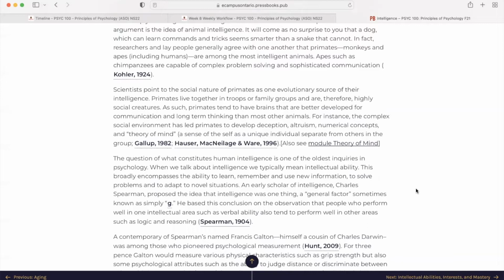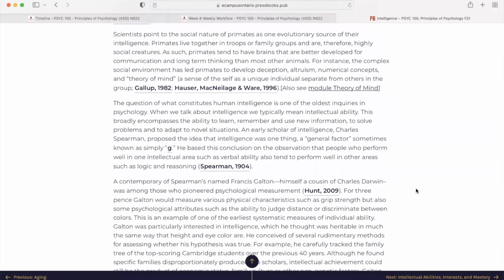Scientists point to the social nature of primates as one evolutionary source of their intelligence. Primates live together in troops or family groups and are therefore highly social creatures. As such, primates tend to have brains that are better developed for communication and long-term thinking than most other animals. For instance, the complex social environment has led primates to develop deception, altruism, numerical concepts, and theory of mind, a sense of the self as a unique individual separate from others in the group.